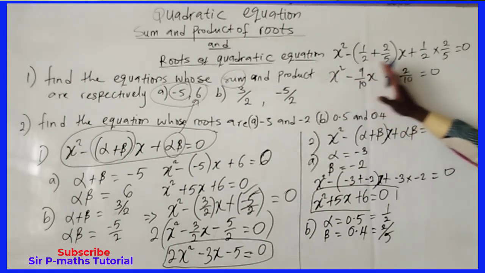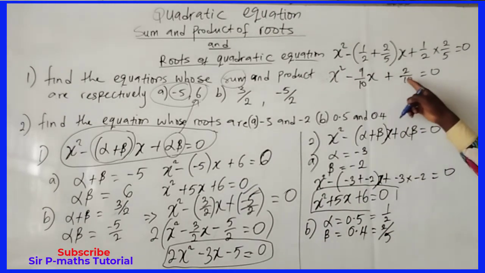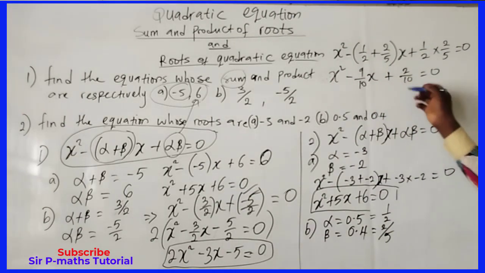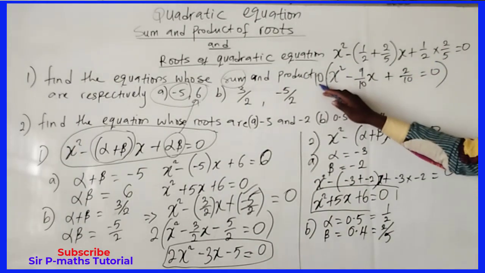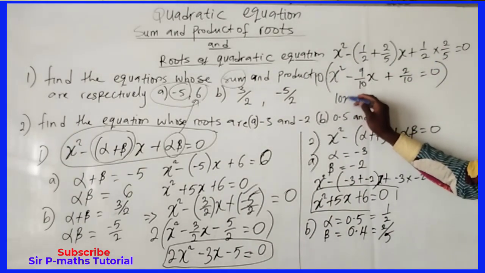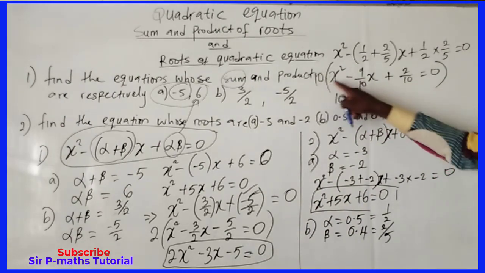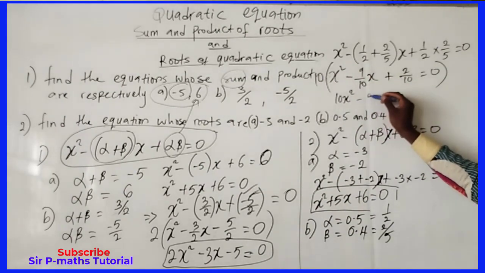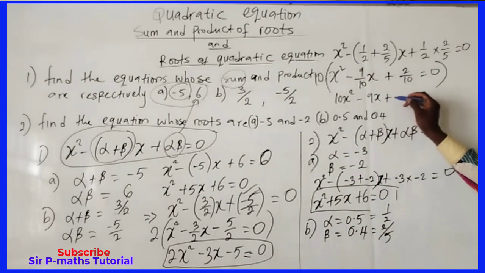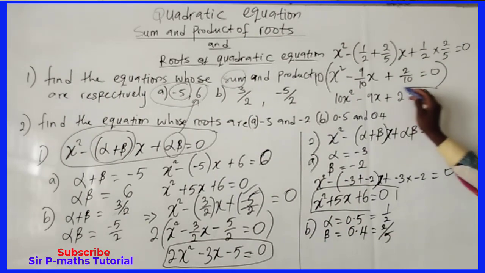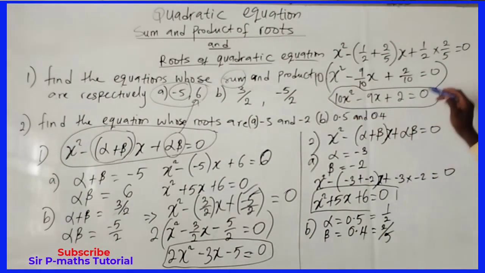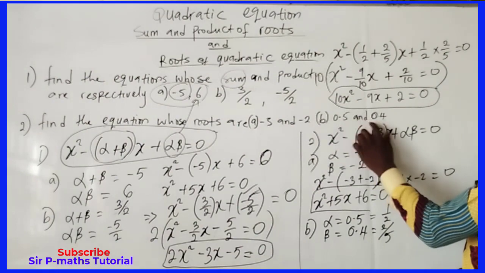Then let us eliminate the fraction. How do we do that? Find the LCM of 10 and 10, which is also 10. Use it and multiply everywhere. 10 times x squared will give me 10x squared. 10 times 9 over 10 will give me 9. So 9x plus 10 times 2 over 10 will give me 2 equal to 0. So this becomes the equation that owns these two roots.